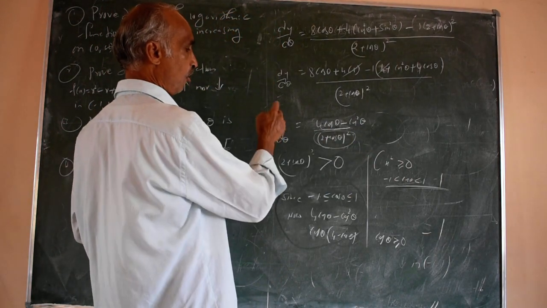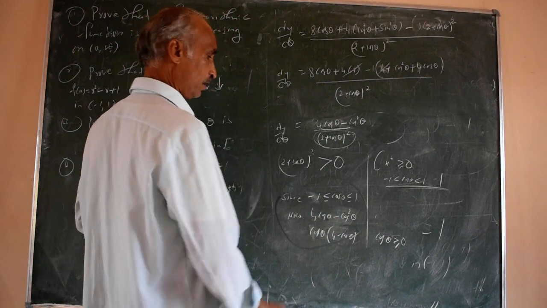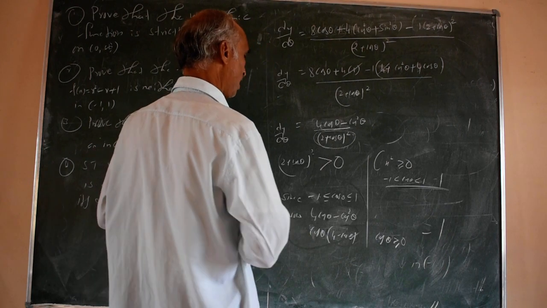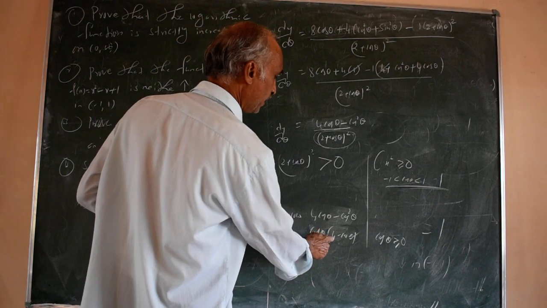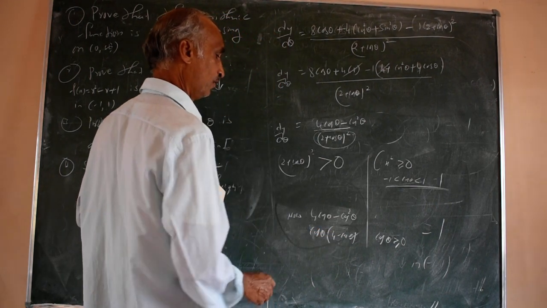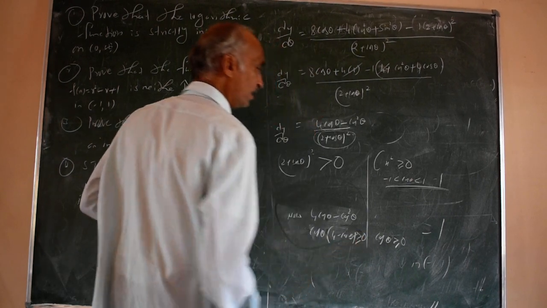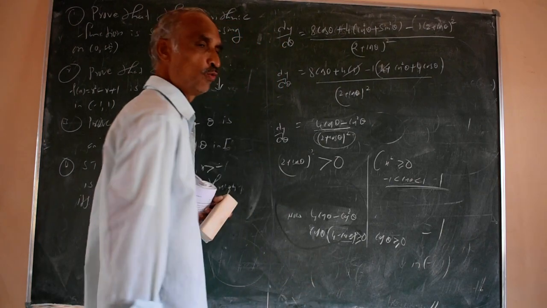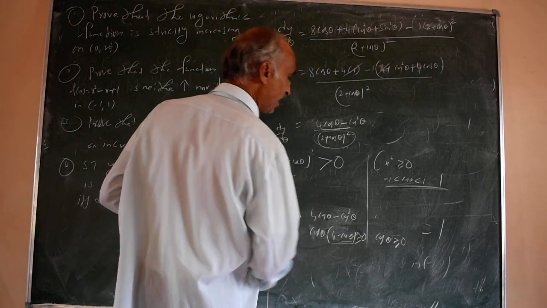Now, what about the numerator? Let's see. 4 cos theta minus cos square theta. Taking cos theta common, it is cos theta into (4 minus cos theta). So, is it greater than or equals to 0? Why? Cos theta maximum positive is 1. 4 minus 1 is 3. So there is no chance of it being negative.